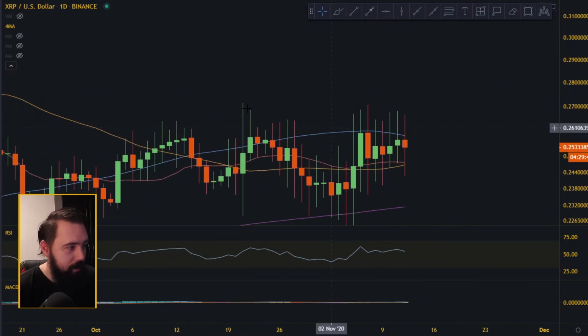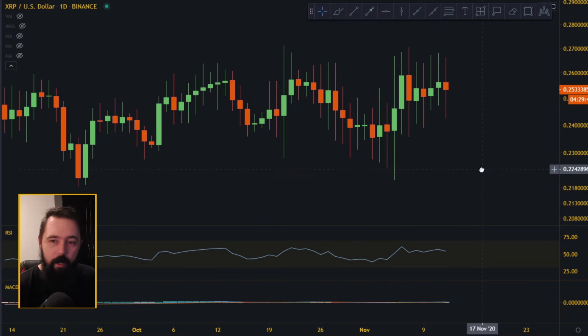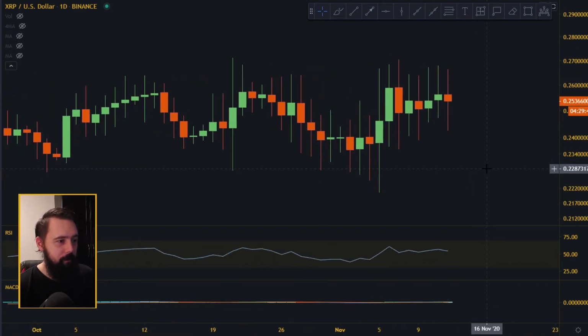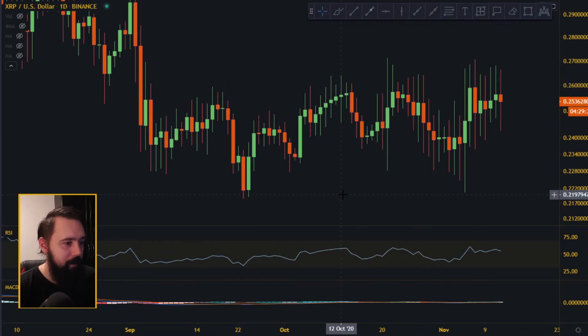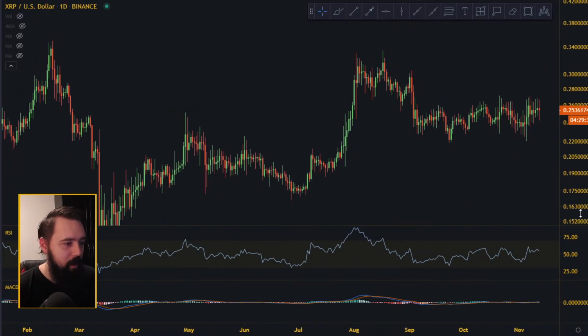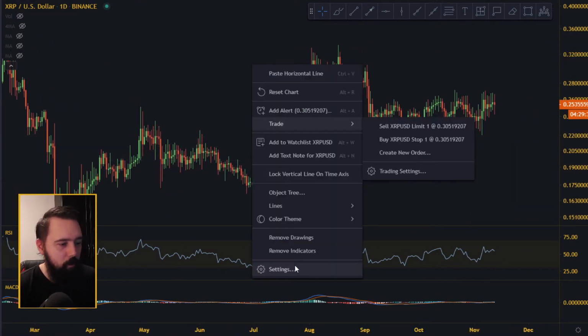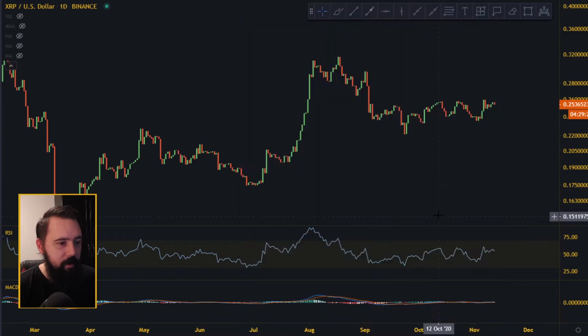Just look at this. Here, I'm going to remove the moving average. Look at these wicks, man. This is not normal. In what world are these wicks normal? And it's really hard to draw anything just looking at the wicks. So what you can do is just remove the wicks.